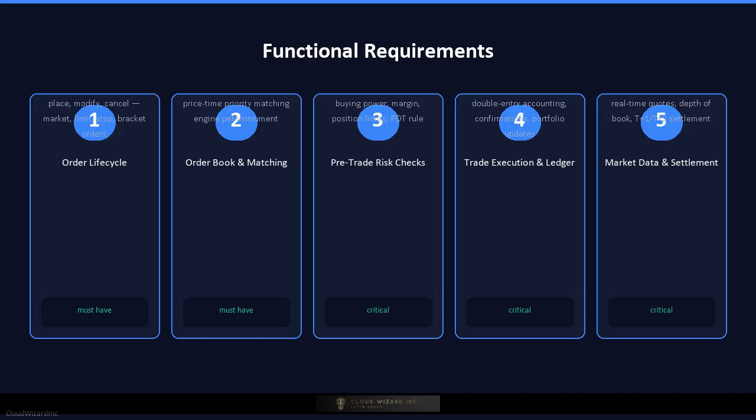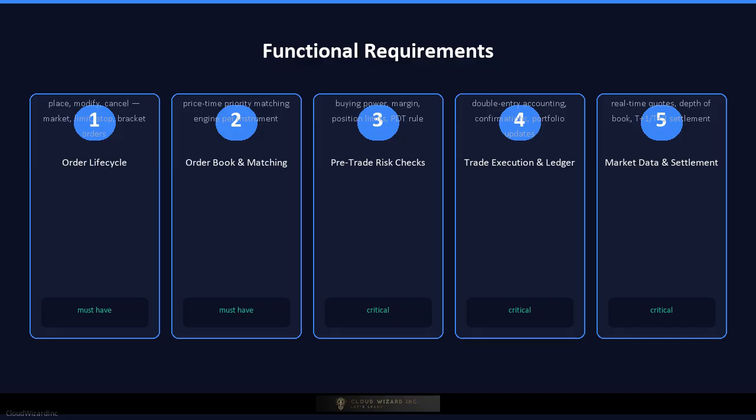Let us walk through the functional requirements. First, users must be able to place, modify, and cancel orders of multiple types: market orders, limit orders, stop orders, and bracket orders. Second, the system must maintain a real-time order book for each tradable instrument, continuously matching buy and sell orders using price-time priority.